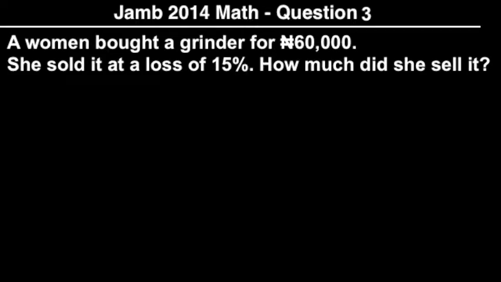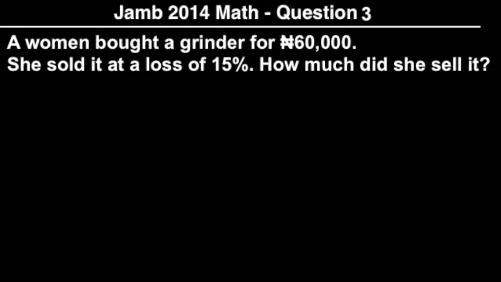Let's look at question number 3 in JAMB Math 2014 exam. We are told that a woman bought a grinder for 60,000 naira. She sold it at a loss of 15%. So we want to know how much she actually sold it for. With this type of word problems, it's very important that we properly label all the information that we're given.